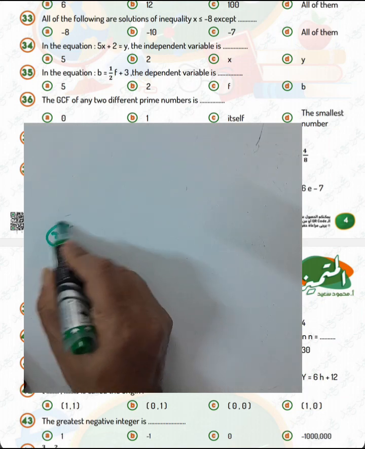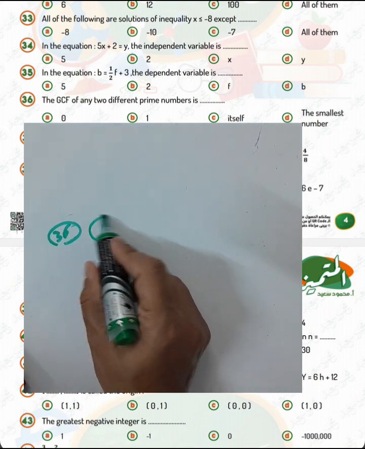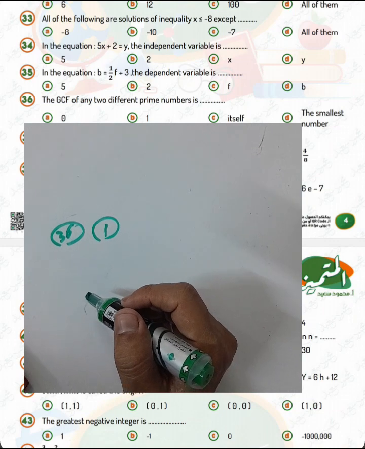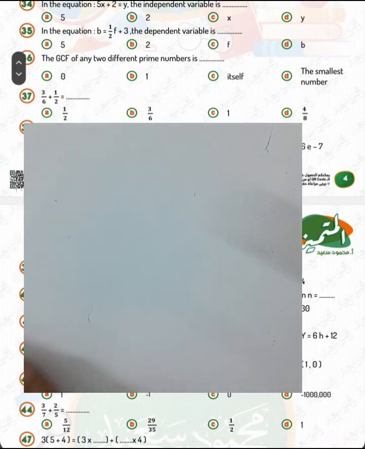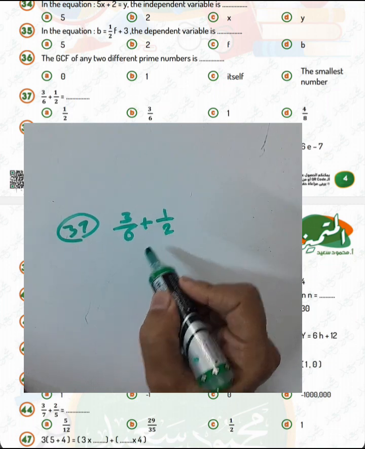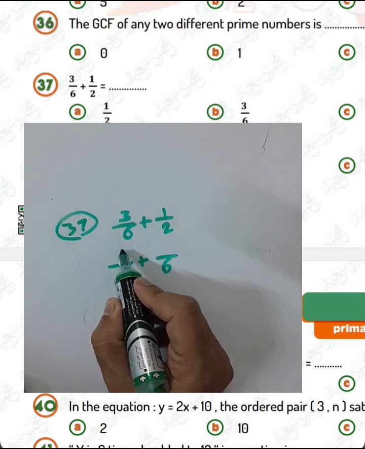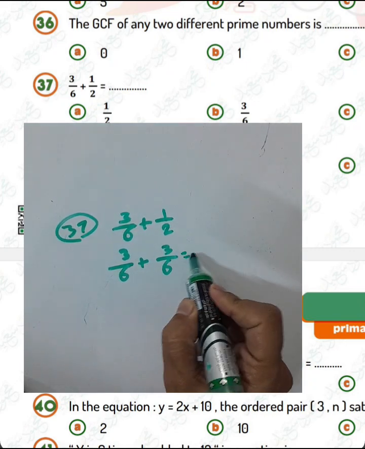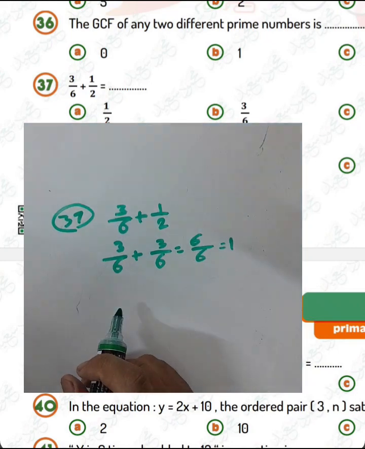Question 36. The greatest common factor of any two different prime numbers will be 1. We call them relatively prime numbers, which can be divided by 1 only, but the least common multiple between them will be their product. Okay, then choose letter B. Question 37. We have 3 over 6 plus 1 over 2. The least common multiple of the two denominators will be 6. Convert 1 over 2: 1 times 3 equals 3 and 2 times 3 equals 6. It will be 6 over 6 equals 1. Then the result here will be 1.